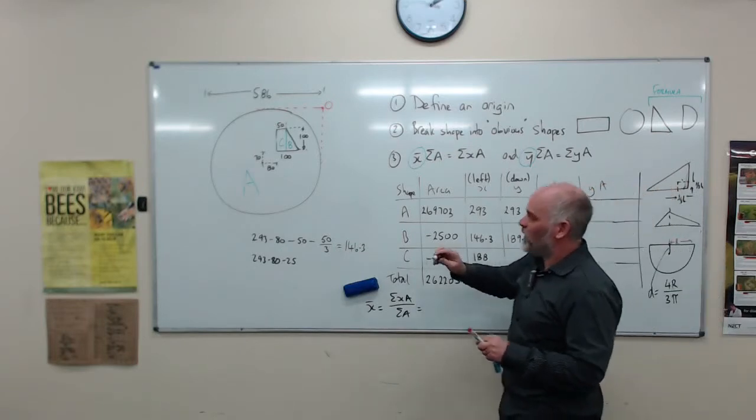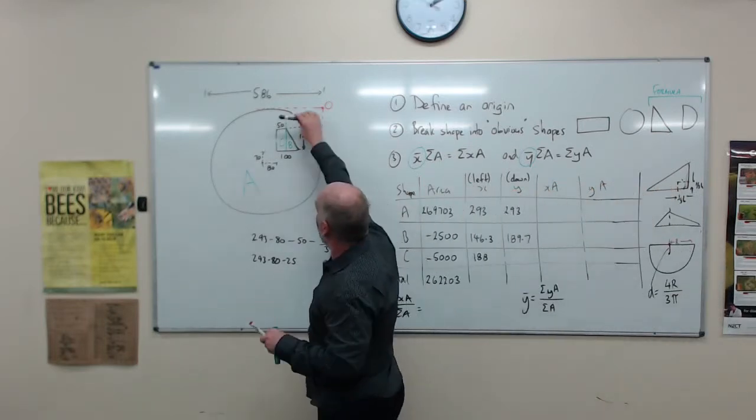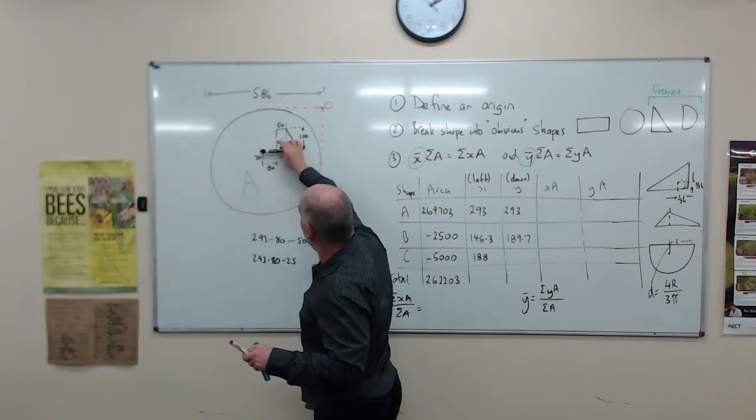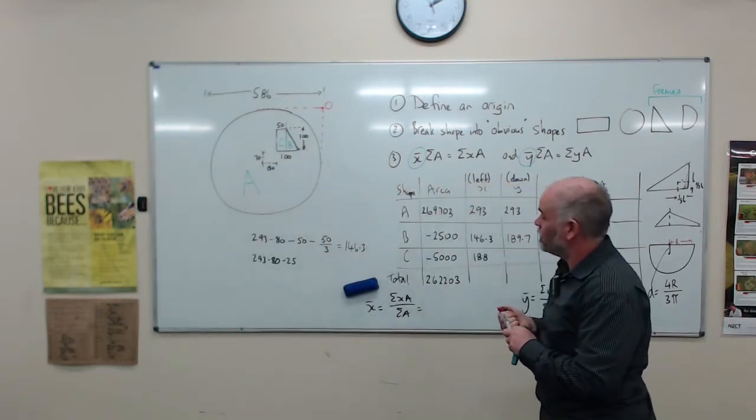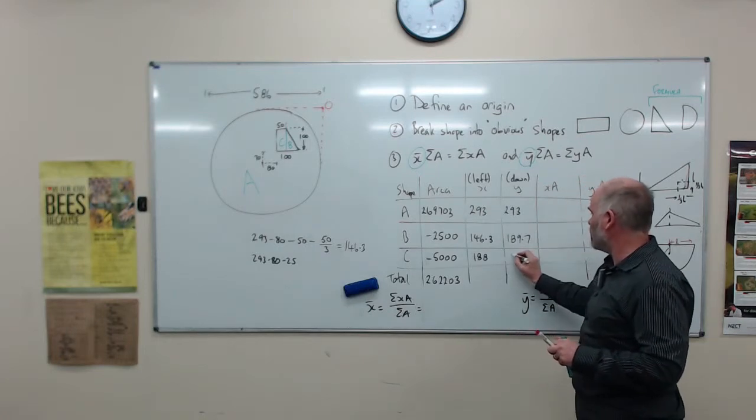And then the last one is going to be down your 293, back up 70, and then back up 50, which is 173.